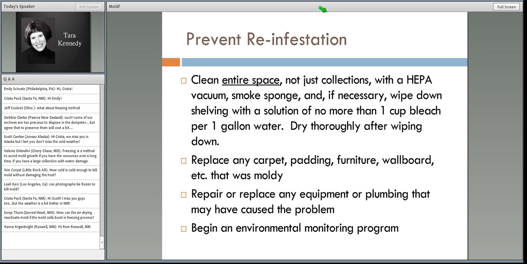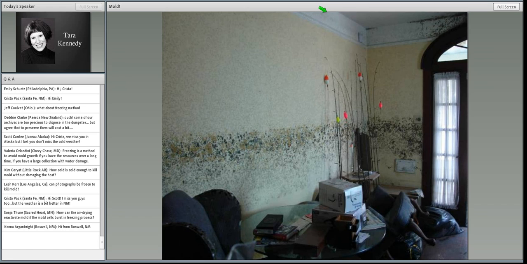This is a really scary picture, and this is from Katrina, from one of my colleagues. If you can see, I'm going to try to get the green arrow to behave here. There's a pointer that sometimes works for me and sometimes doesn't, and right now it doesn't want to.